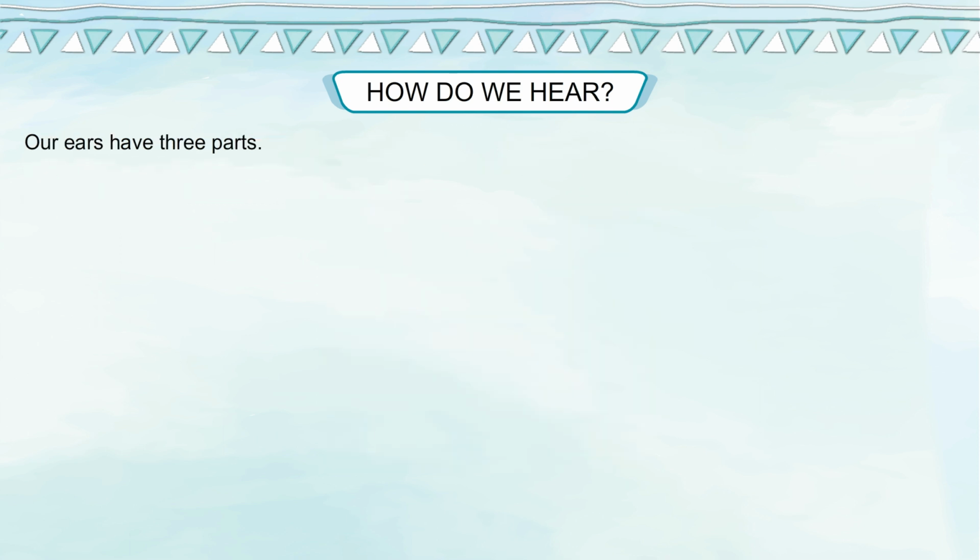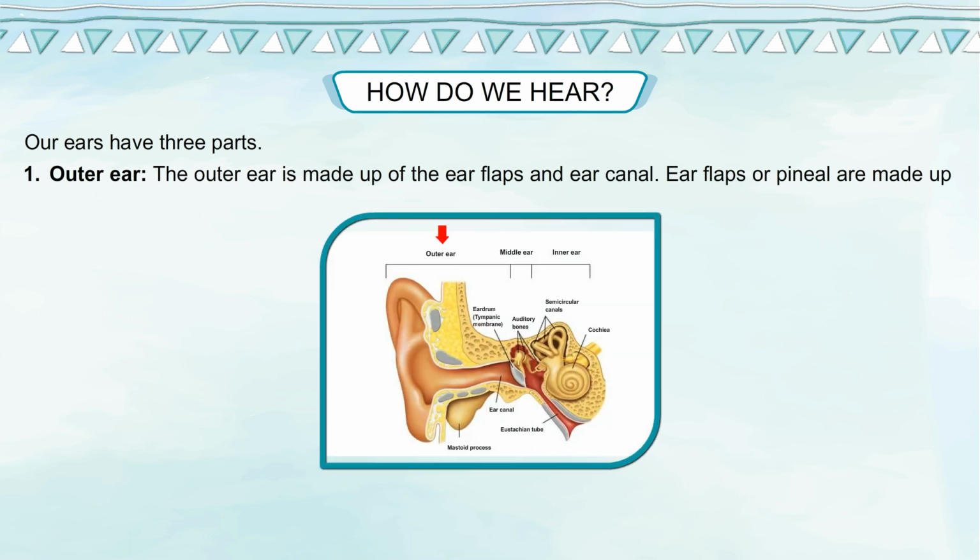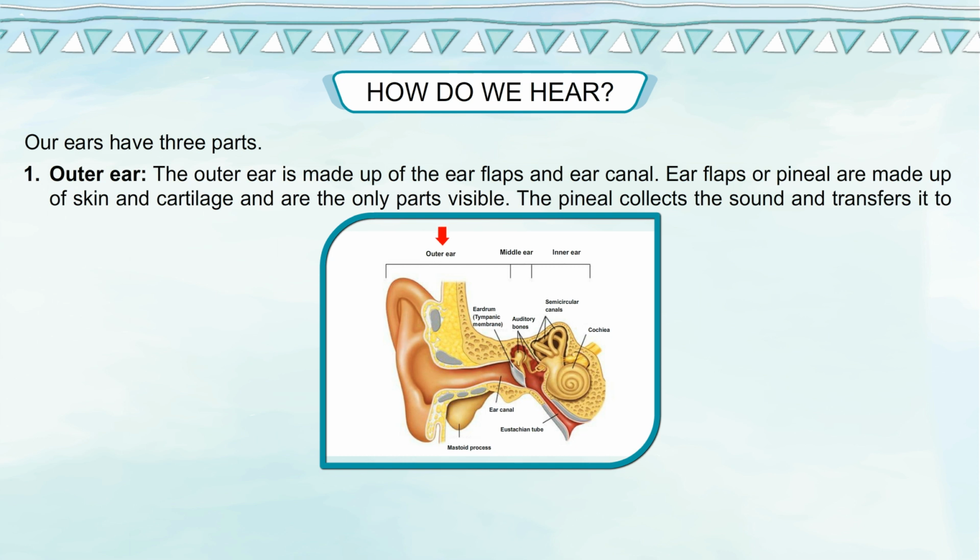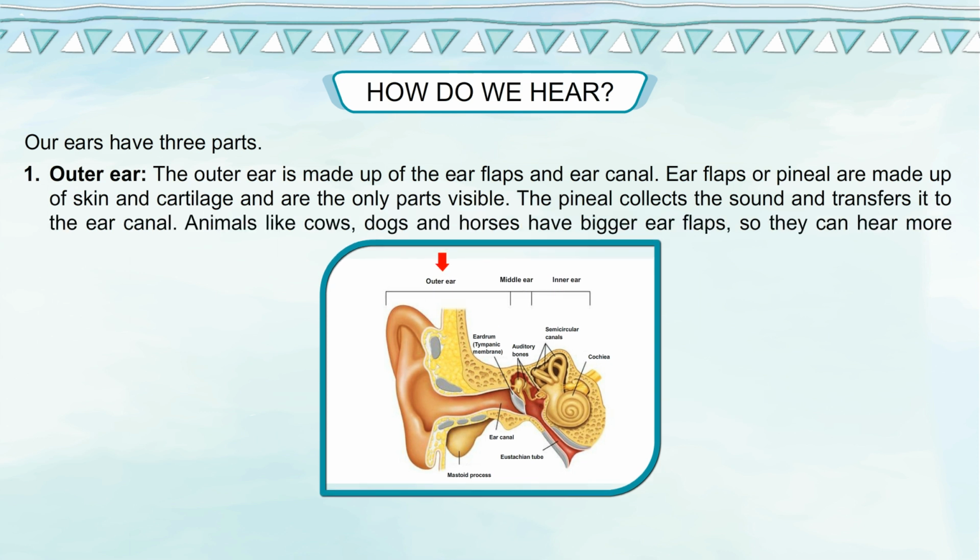Our ears have 3 parts. Outer ear. The outer ear is made up of the ear flaps and ear canal. Ear flaps or pinna are made up of skin and cartilage and are the only parts visible. The pinna collects the sound and transfers it to the ear canal. Animals like cows, dogs, and horses have bigger ear flaps, so they can hear more than us.